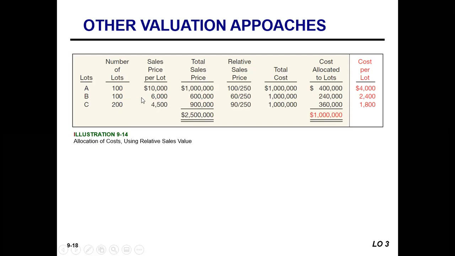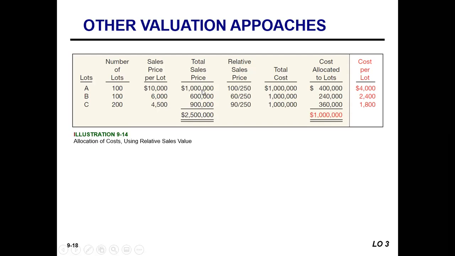The B lots, we're selling for 6,000 per lot. The C lots, we're selling for 4,500 per lot, right? So if we take our A, 100 times 10,000, that's 1 million is what we're selling those for. We take B, 100 times 6,000, we're selling these for 600,000. We take C, 200 lots times 4,500, we're selling those for 900,000. So it's going to be a total of 2.5 million in sales.